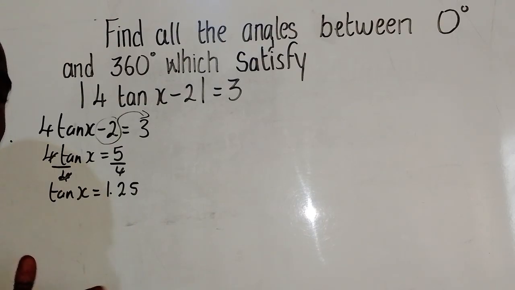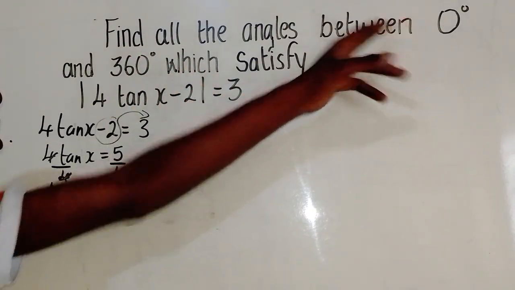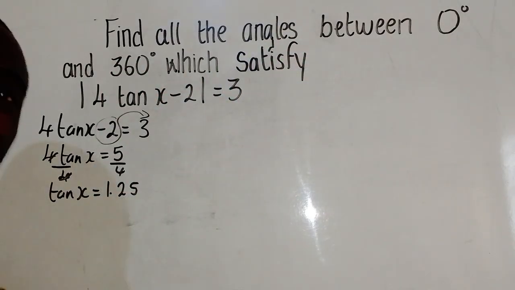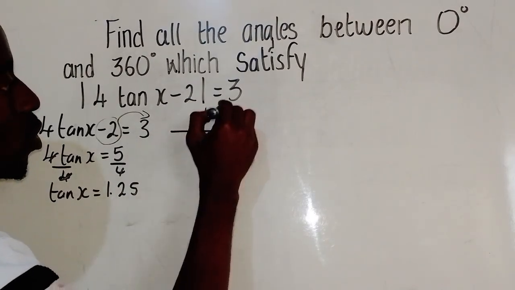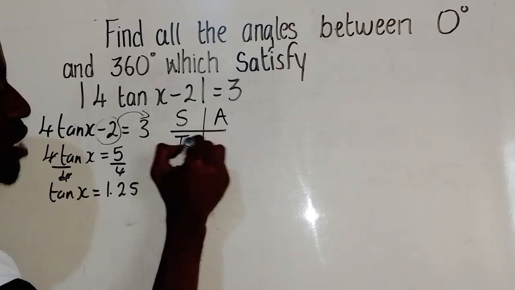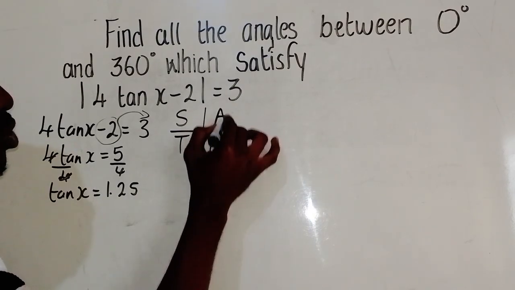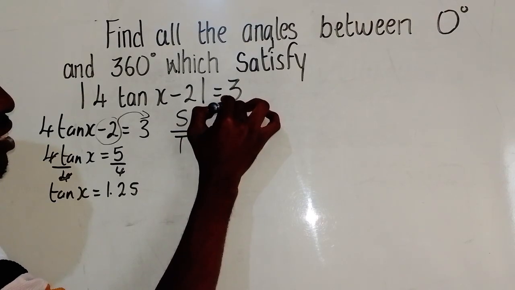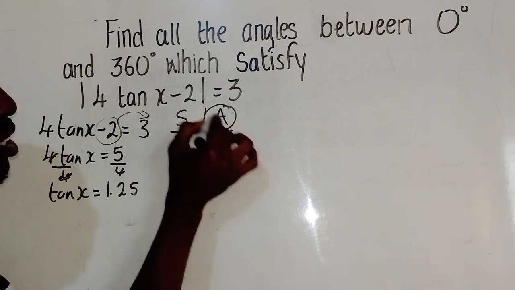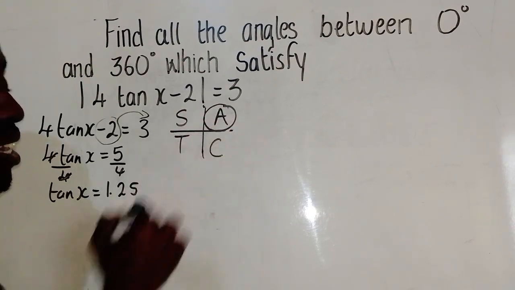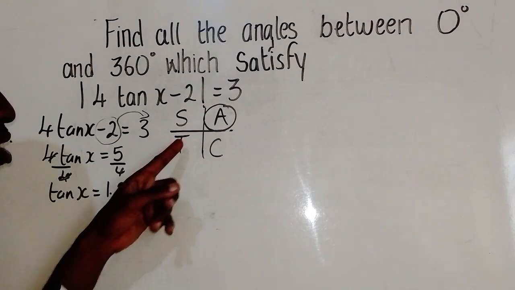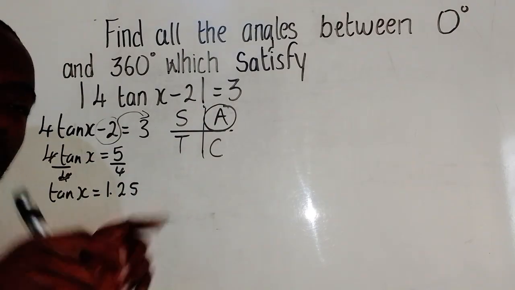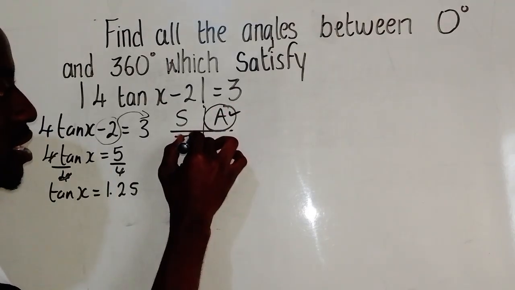That simply means that between 0 degrees and 360, we must focus on the positive, because of the way the quadrants are: All Students Take Chemistry. So here in the first quadrant, meaning the angle between 0 degrees and 90, all the ratios are positive. Now where else is tan positive? In the third. Keep in mind, it is positive in the first and in the third.